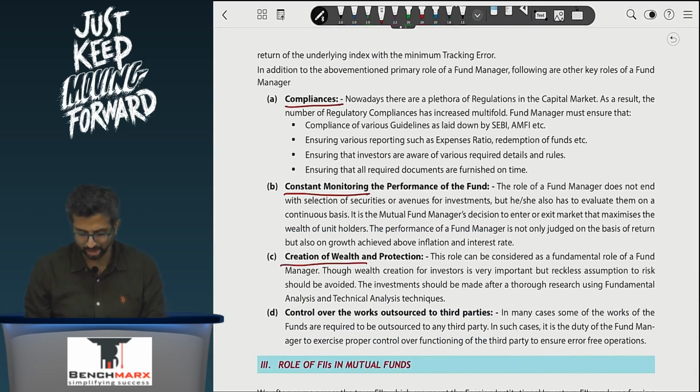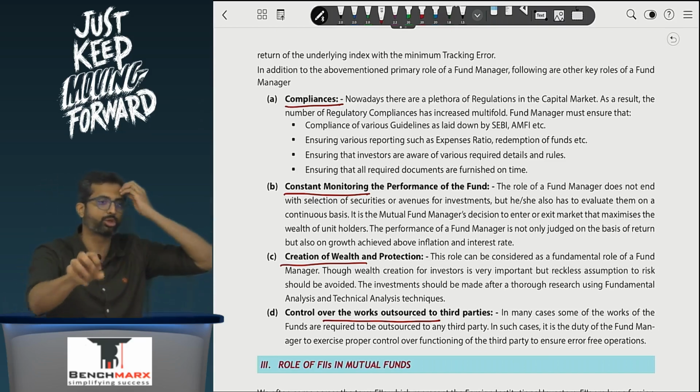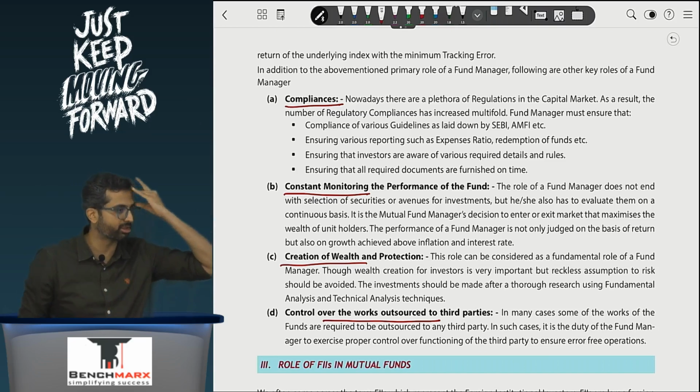Then there are certain roles of the fund manager which can include compliances, constant monitoring, creation of wealth, control over works outsourced to third party. A lot of your industrial training happens over here. You will find a lot of people recruiting you for valuation purposes. These are third party valuation people, Dun and Bradstreet and so on. They will say that what we will do is we are valuing at each quarter or each half yearly end based on PE, VC or mutual funds. So we have to do regular valuation.